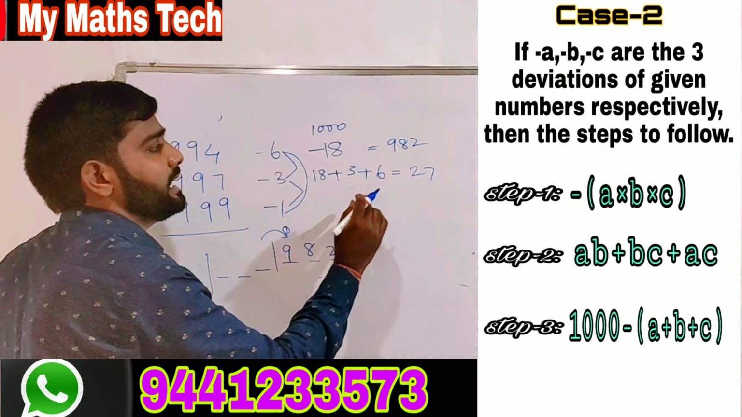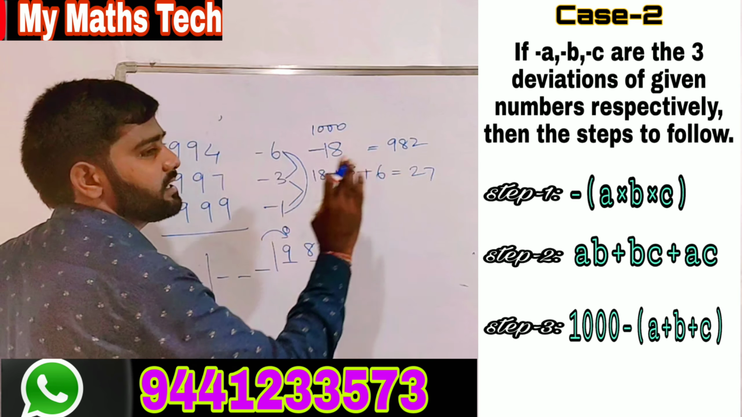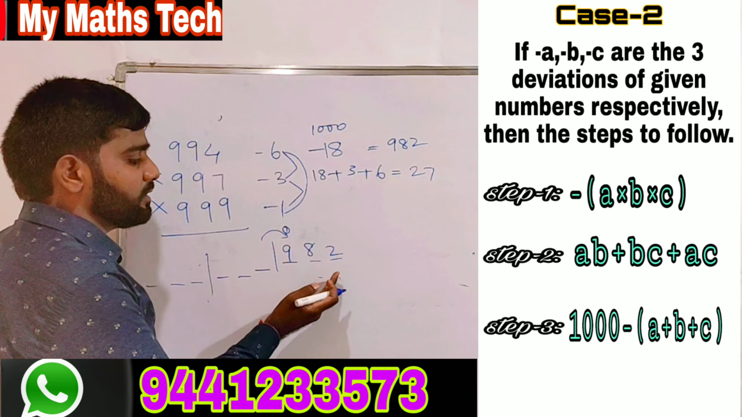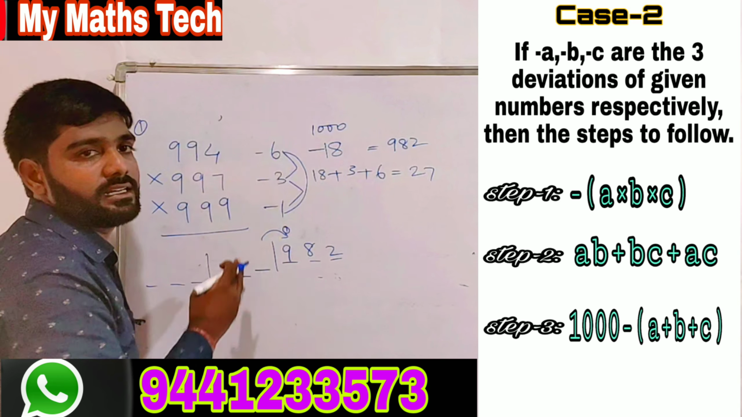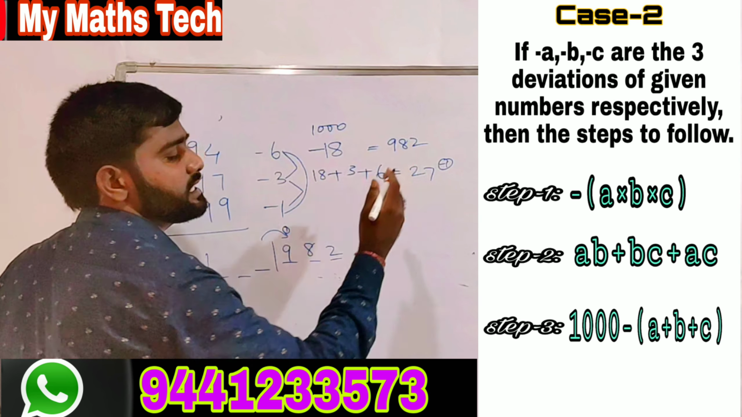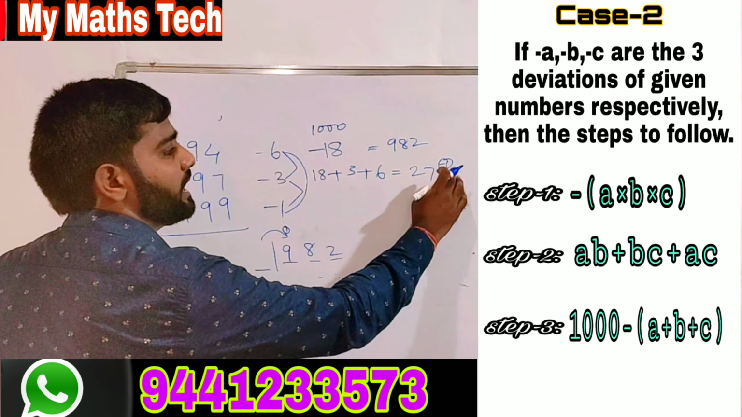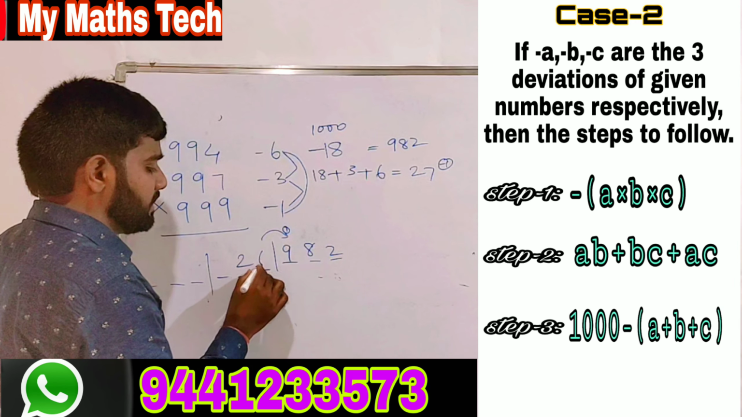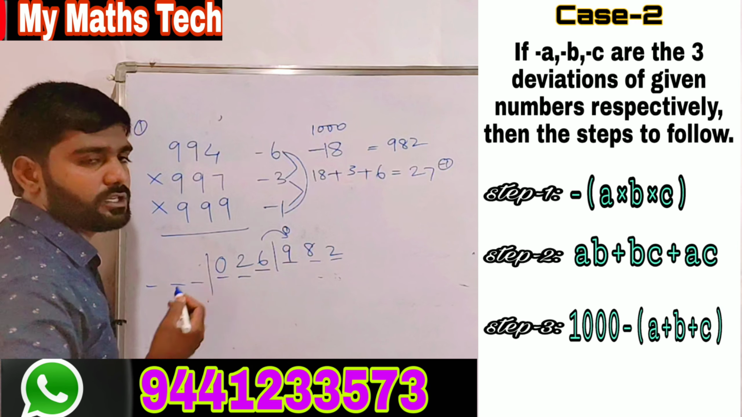Here we have to subtract that borrowed one from the 27, because we already borrowed in the first step to subtract 18. Now we have to reduce that one from 27. 27 minus 1 is equal to 26. In the next digit we can write 0.